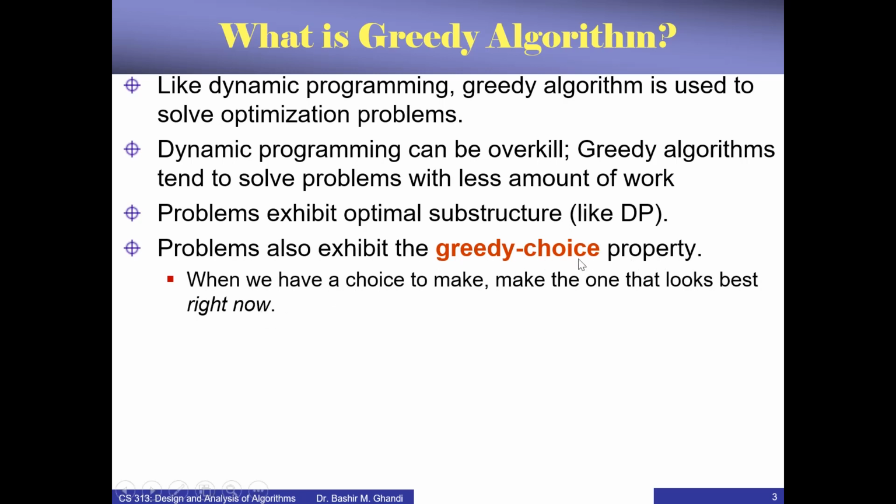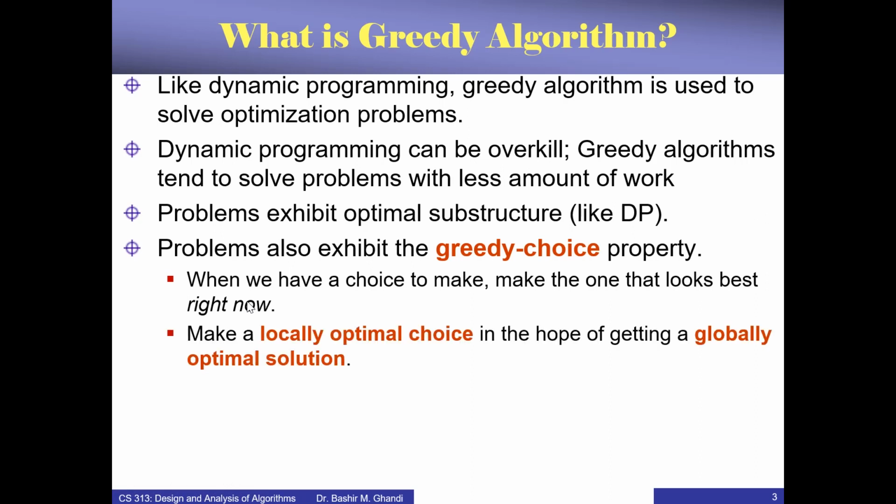What does greedy choice property mean? It means when we make a choice at each step in solving the problem, we should simply make the one that looks the best at the current time. That is to say, we make a locally optimal choice in the hope that it will give us a globally optimal solution. That's the idea.